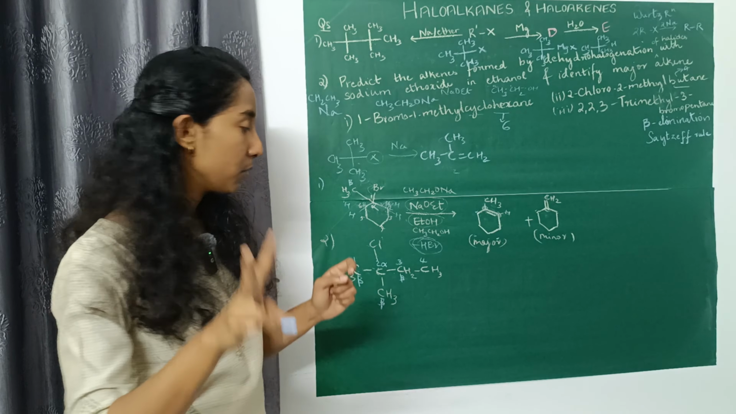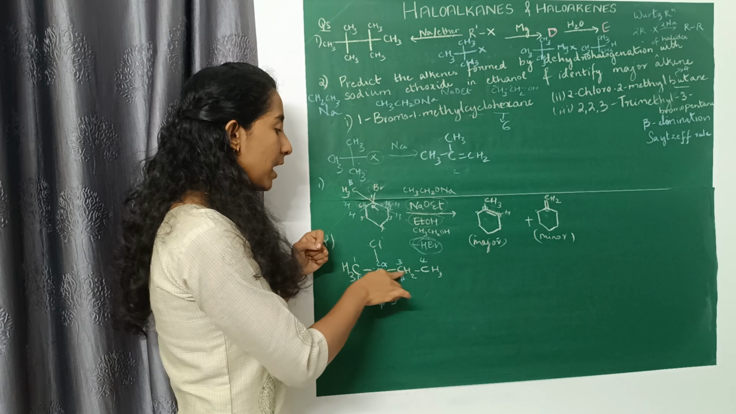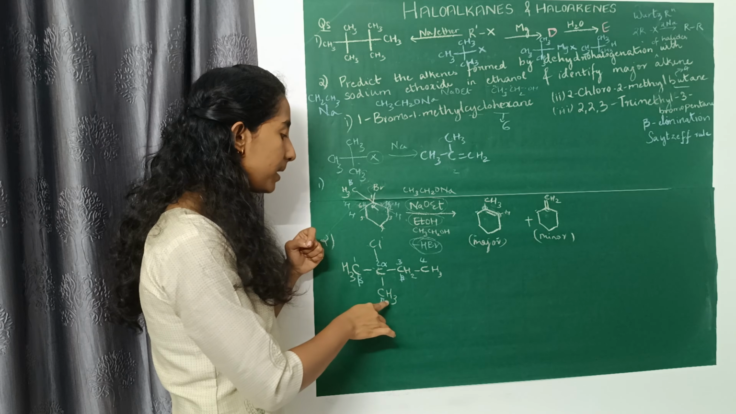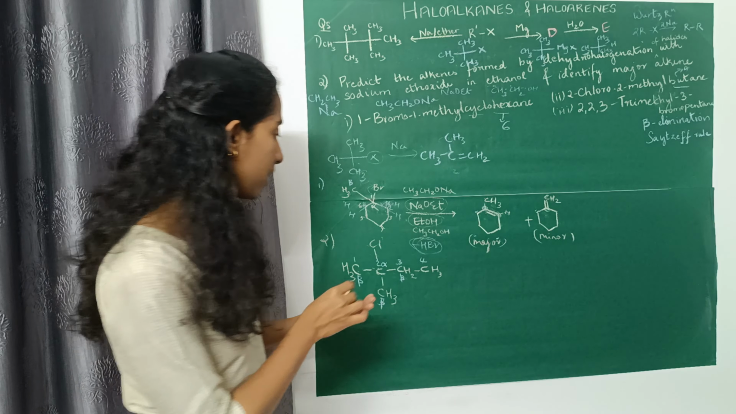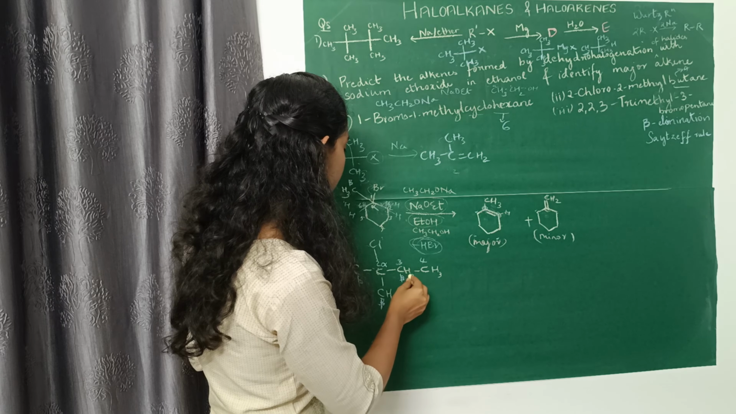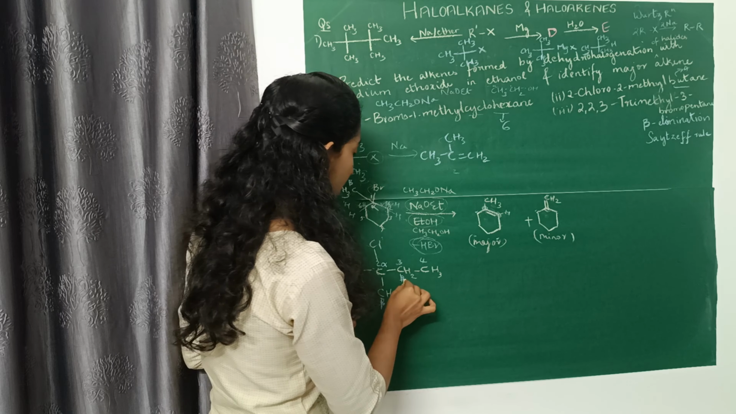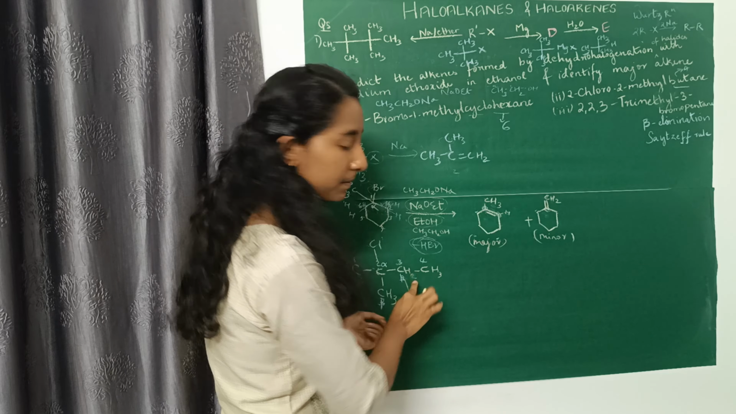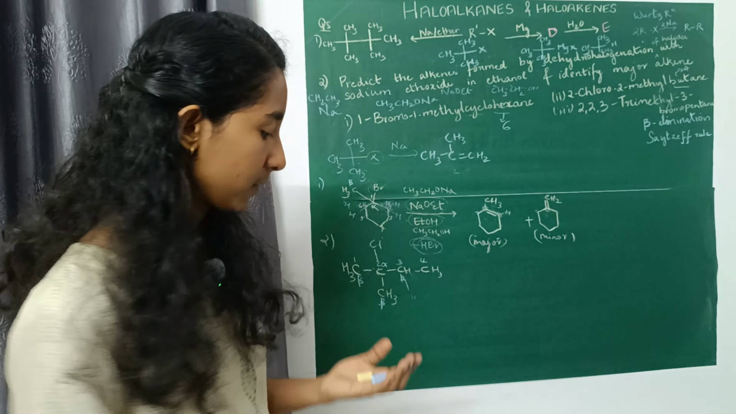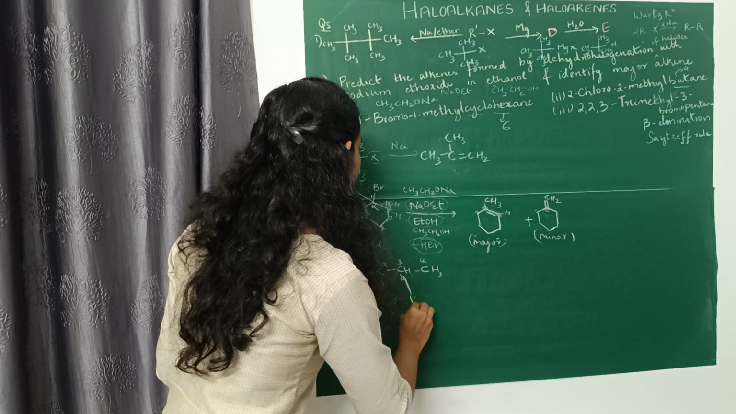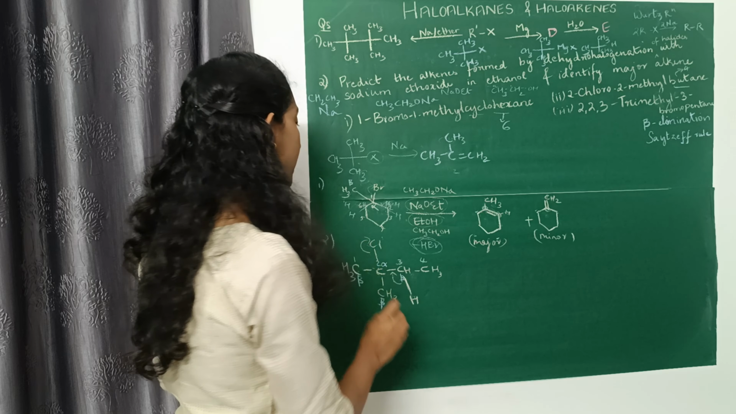So basically you get 2 products. What are those 2 products? One is when this hydrogen gets removed, you get a double bond over here, and then this chlorine also gets removed. The other product is when this hydrogen gets removed, so you get a double bond over here. You can write it in this way: this will go as H plus and this is Cl minus, so basically HCl.